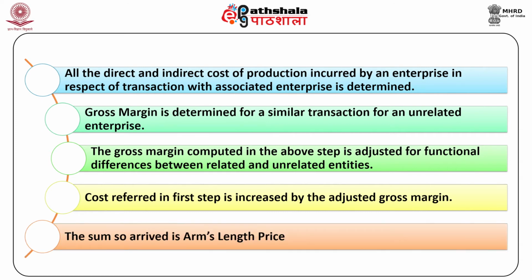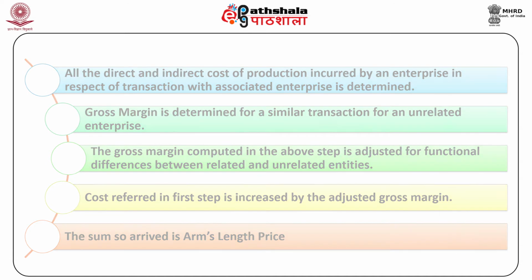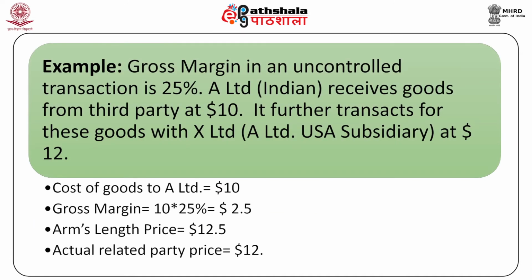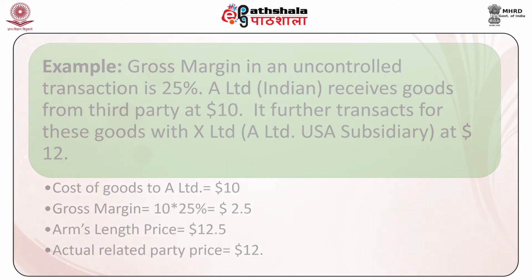Fifth, the sum so arrived is the arm's length price. This can be understood with the help of an example. Gross margin in an uncontrolled transaction is 25%. A limited Indian company receives goods from a third party at $10. It further transacts for these goods with X Limited, that is, its USA subsidiary, at $12. After solving this equation, we get the actual related party price, that is $12.